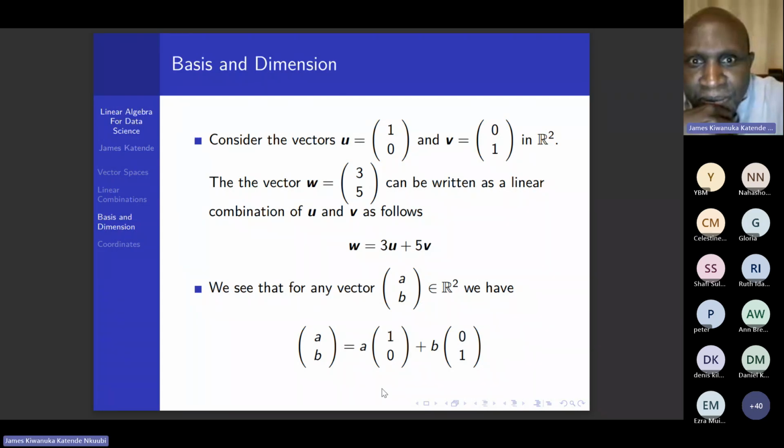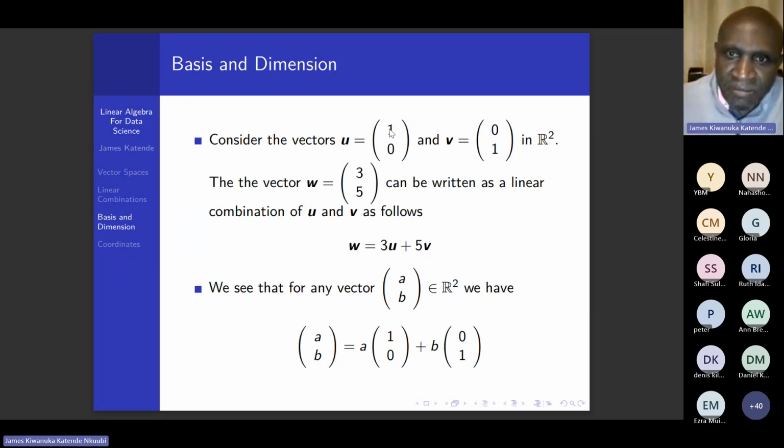The other thing we're going to look at is basis and dimension. Let's consider these two vectors, U and V. The first one, U, has the components 1 and 0, and the second one, V, has 0 and 1. These are two vectors in R2. If I pick a vector, say W = (3, 5), I can write it as a linear combination of U and V as follows. W will be equal to 3U plus 5V. I think this is self-explanatory.